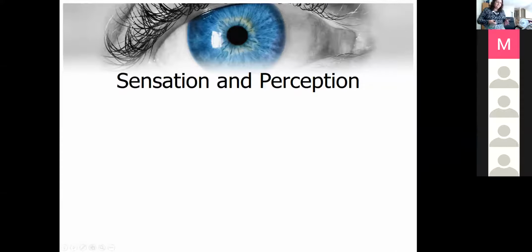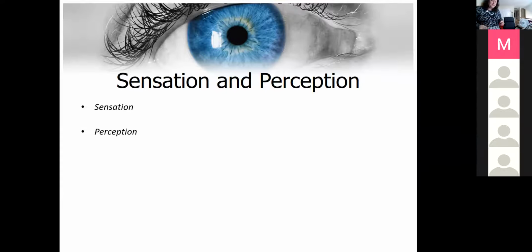All righty. So sensation and perception are two terms that are sometimes used interchangeably in lay psychology vernacular, but in fact, they're not the same thing at all. So I think it's important that we start with definitions for the two terms.